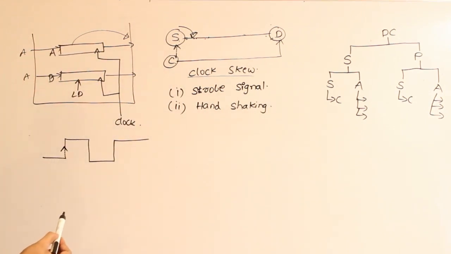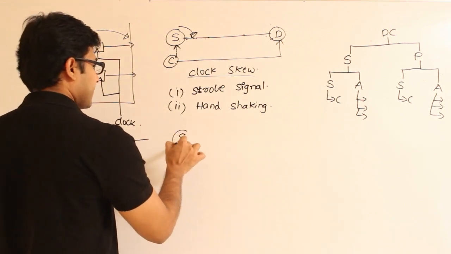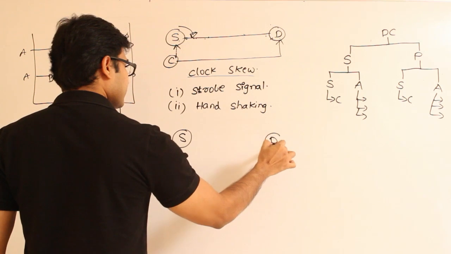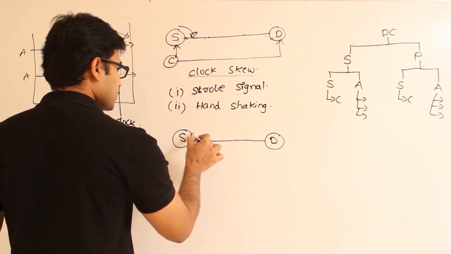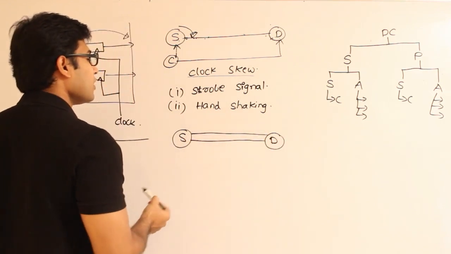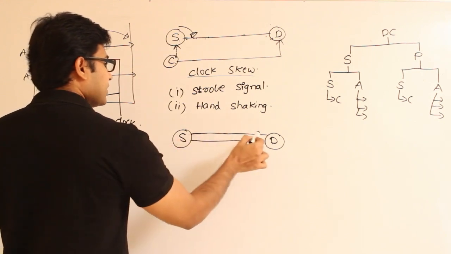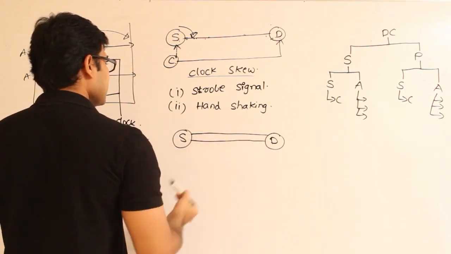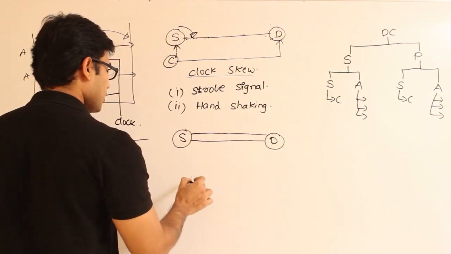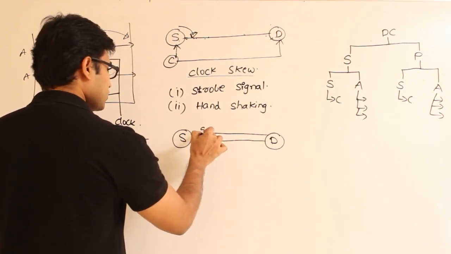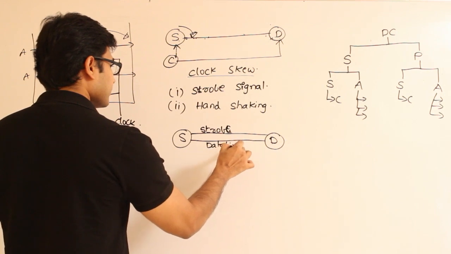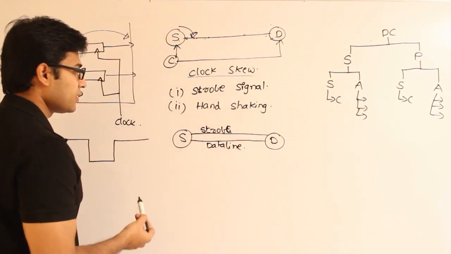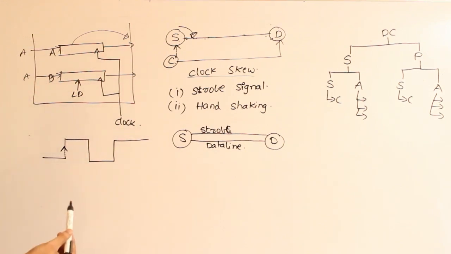So what does the strobe signal say? If you have a source and destination, and you are going to propagate the data across this channel, along with this you are supposed to have one more line, and this line is going to tell the destination that I am placing some data. Let us say this is the strobe and this is the data line. For simplicity, the data line could be a single data line or a parallel data line, but let's assume that it is a single data line.